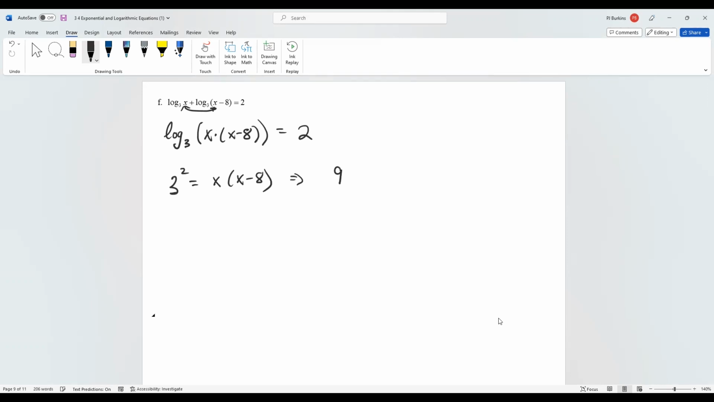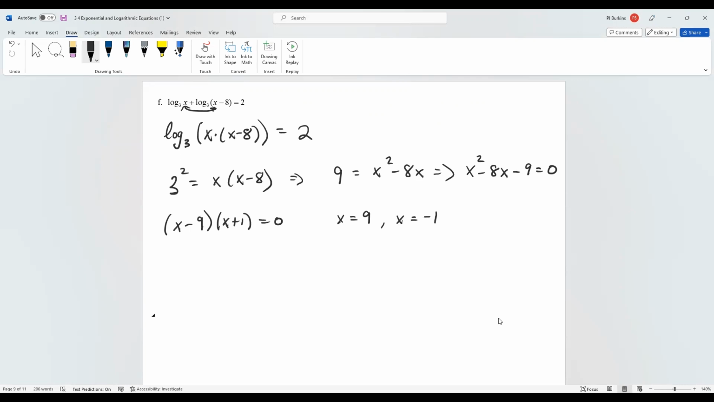So that gives me 9 equal to x squared minus 8x. I have to go ahead and move the 9 over, set this equal to 0, and I'm going to have to factor. But it's not too bad. This is x squared minus 8x minus 9 equals 0. Now I'm looking for two numbers that multiply to -9 and add to -8. Those should be x minus 9, x plus 1. Solving those for x, I would get x equals 9 and x equals -1.